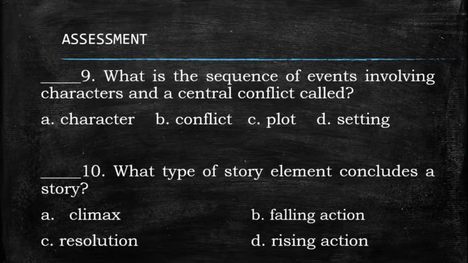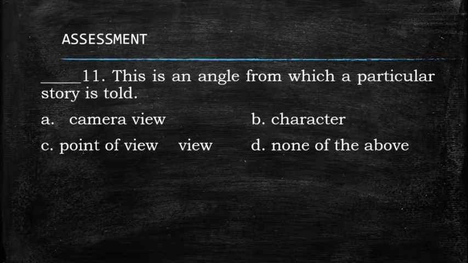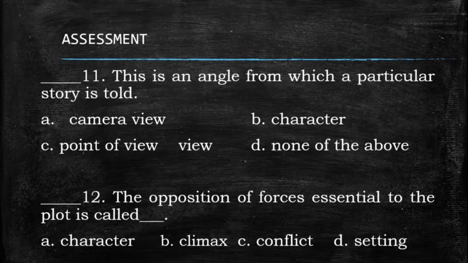10. What type of story element concludes a story? A, climax, B, falling action, C, resolution, or D, rising action. 11. This is an angle from which a particular story is told. A, camera view, B, character, C, point of view, or D, none of the above. 12. The opposition of forces essential to the plot is called A, character, B, climax, C, conflict, or D, setting.